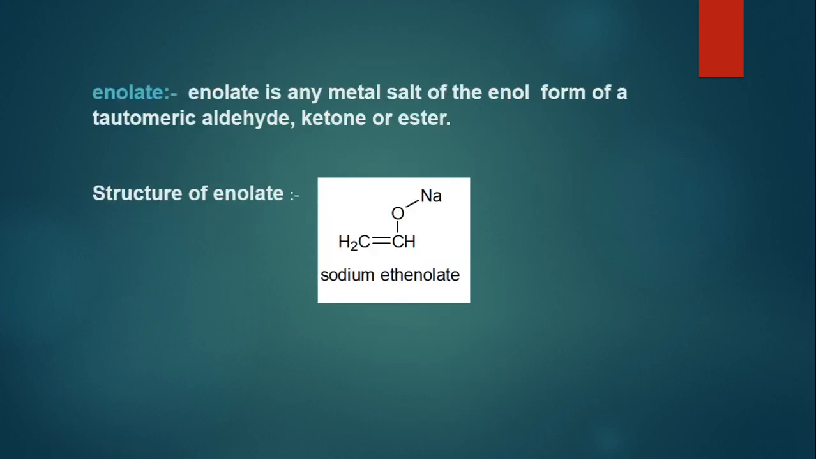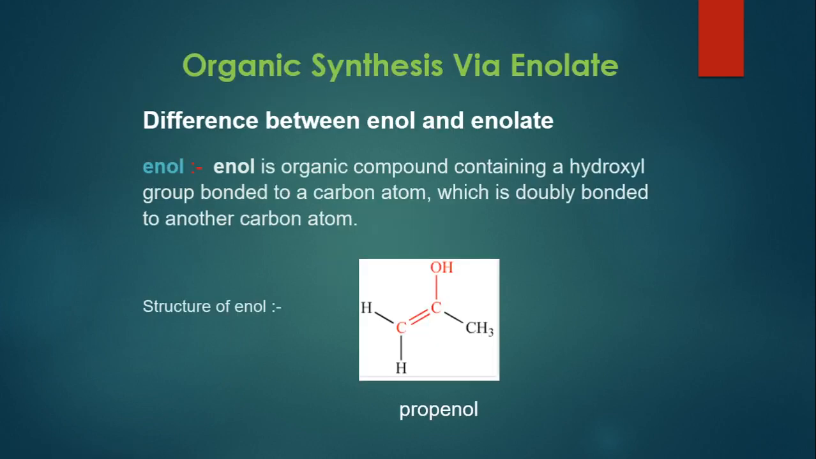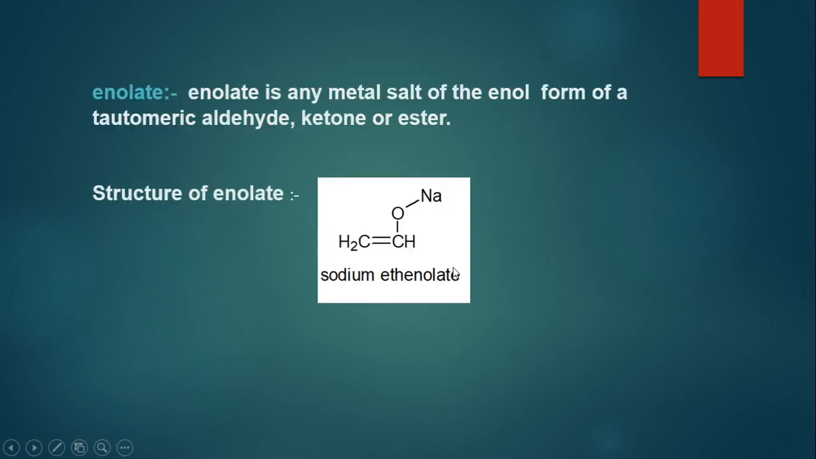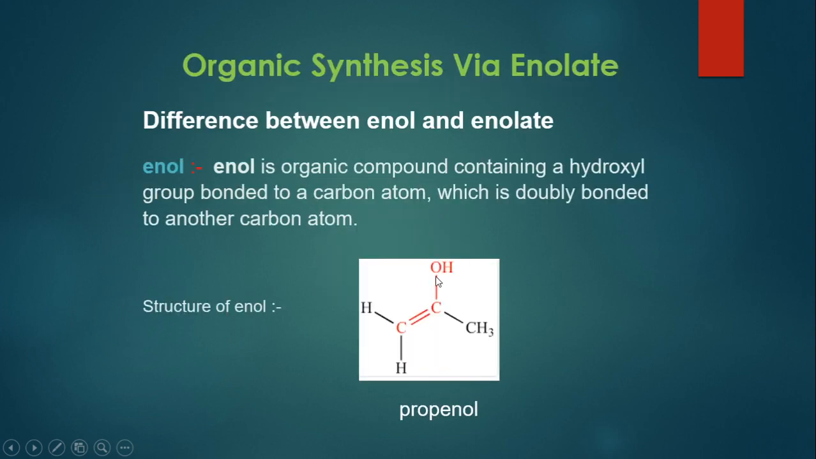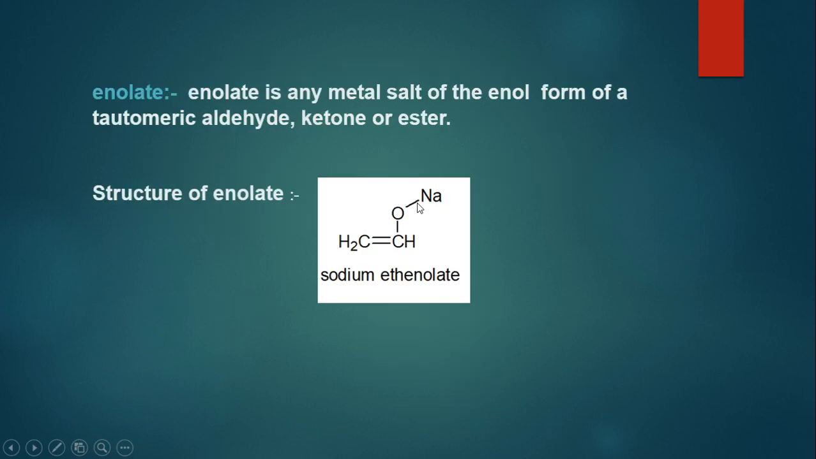Now, enolate. What is enolate? Enolate is any metal salt of the enol form of a tautomeric aldehyde, ketone or ester. Any metallic salt of the enol. Suppose in this OH group, the hydrogen atom is replaced with a sodium positive ion. Such a type of compound is called an enolate. Here oxygen is directly attached to the carbon, and the carbon is attached by a double bond to another CH2 group, and this sodium enolate is generated.